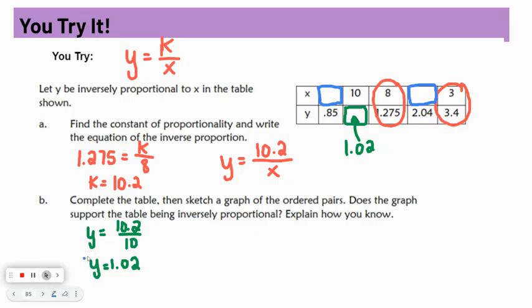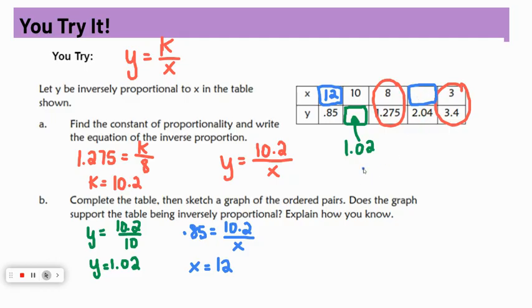Now my two other boxes, I'm solving for x. So this first one, they're telling me the y value is 0.85. I know my k value is 10.2, and I want to know what x is. So multiply by x and then divide by 0.85. So I get x equals 12. And so we put 12 in this box.